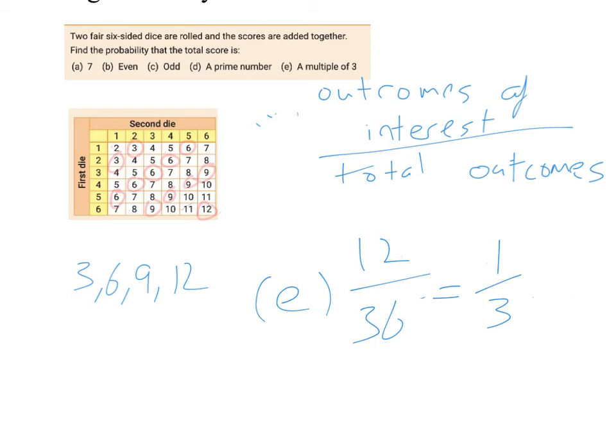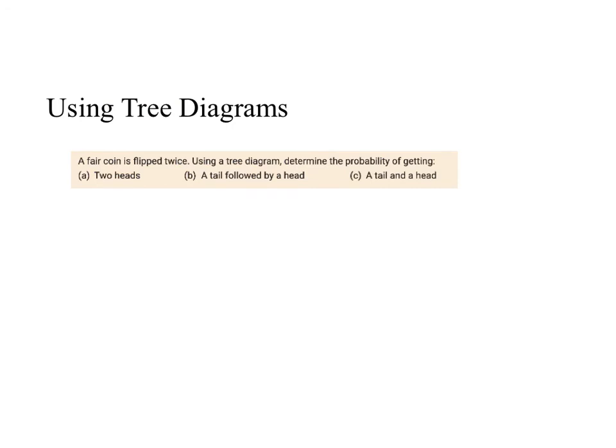of listing a sample space for two events. So, a fair coin, in this case, is flipped twice. They want us to use a tree diagram to determine the probability of getting two heads, a heads followed by a tail, then a tail and a head. So we could actually use the two-way table for this as well, but they've specifically asked for a tree diagram, so we're going to draw out a tree diagram.